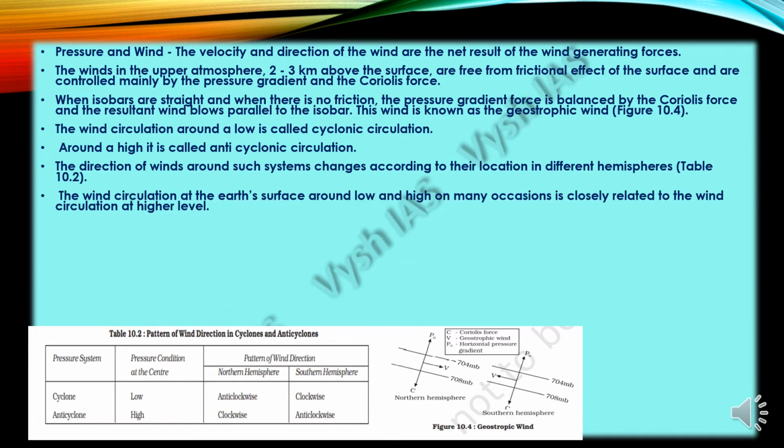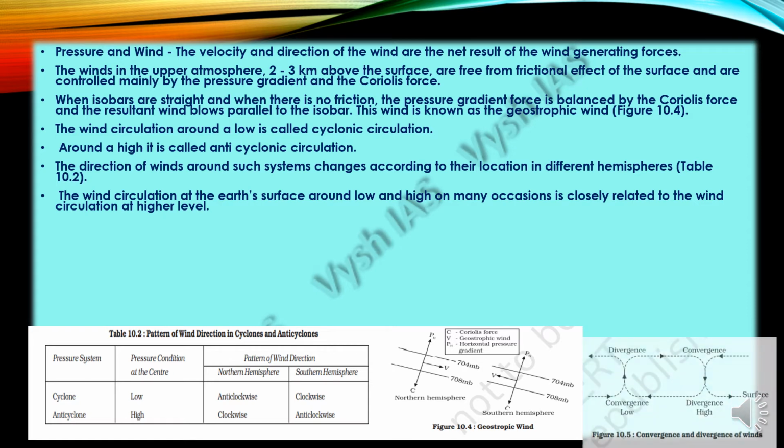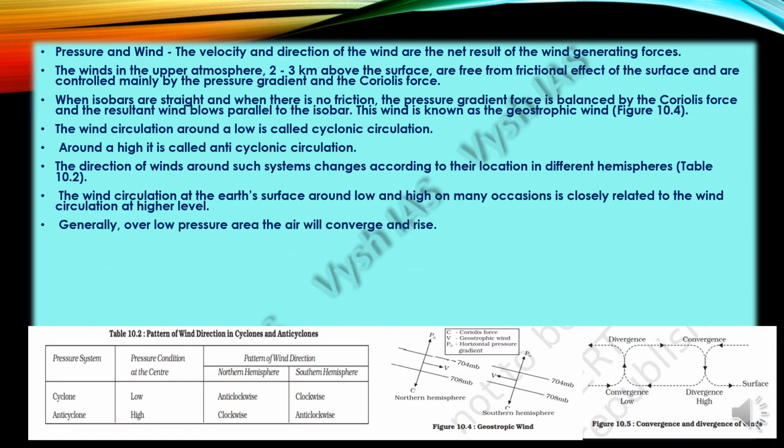So the wind circulation at the earth's surface around a low and a high, on many occasions, will be closely related to wind circulation at a higher level. Generally, over a low pressure area, the wind will converge and rise. Converge means meeting at a point, okay? And over a high pressure area, the air will subside from above and diverge at the surface. Diverge means moving in different directions.